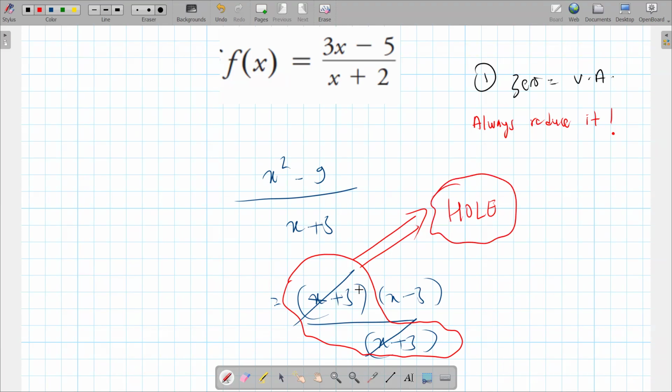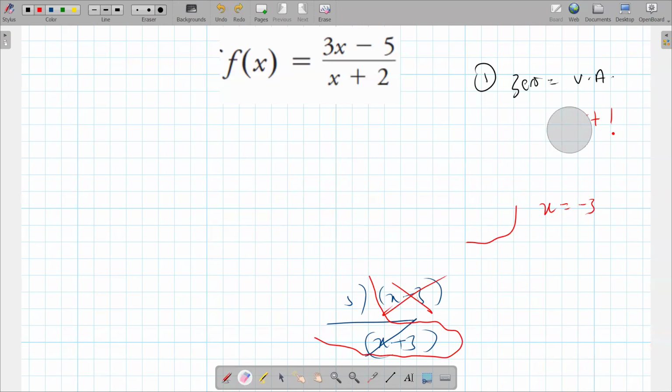The hole right now is going to be at x equals negative 3. So whatever you canceled out, it has nothing to do with this. The hole would be at x equals negative 3. It has everything to do with what you just canceled out, and you set that equal to 0. So for a rational function, just check to see if there are holes by reducing it. This one, there's no point. We can't reduce it any further.